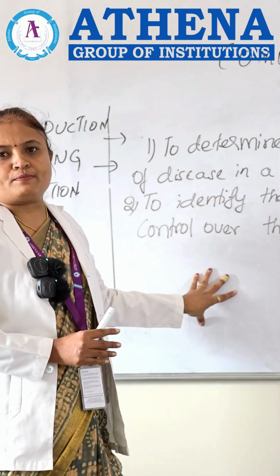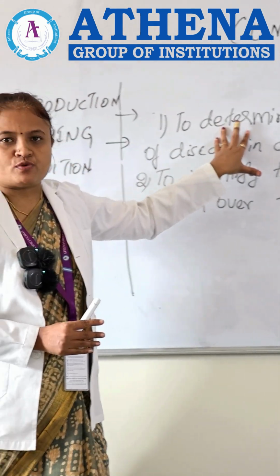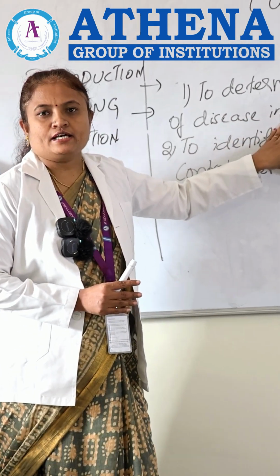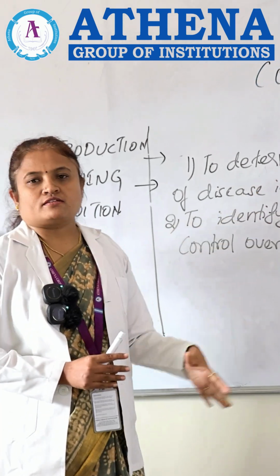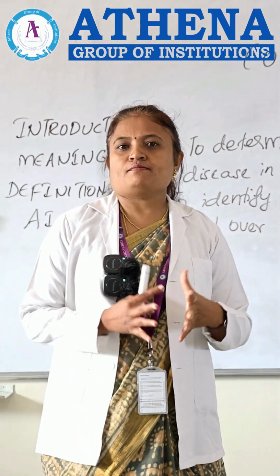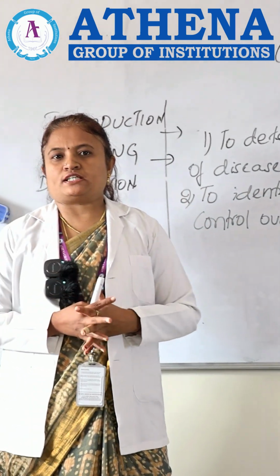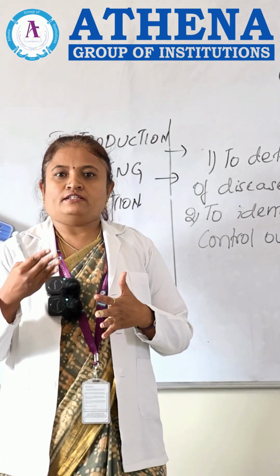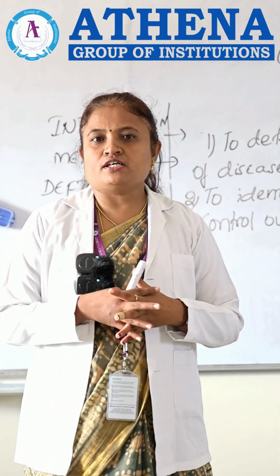The main aim of epidemiology is to determine the frequency and the distribution of diseases in a population. What do we mean by this? The diseases are not the same for the same age group of people, and they are also different in different seasons.